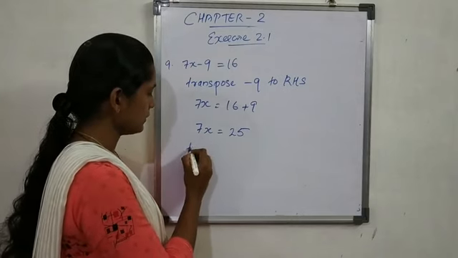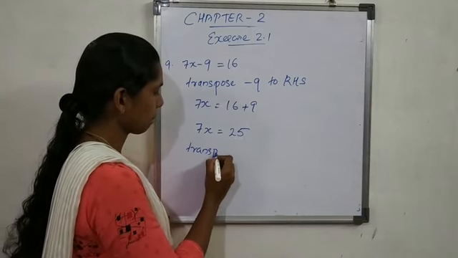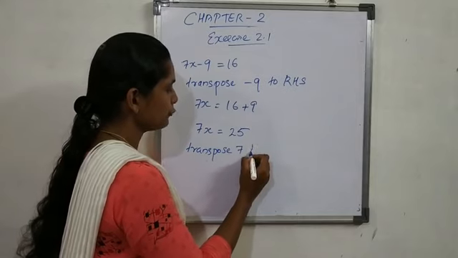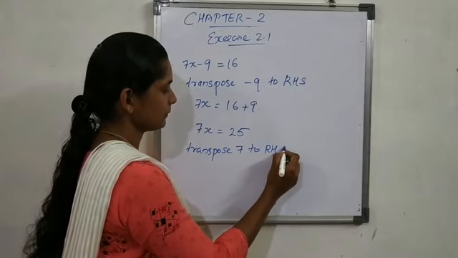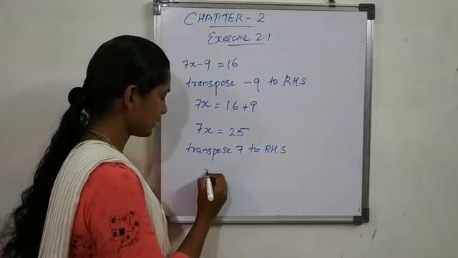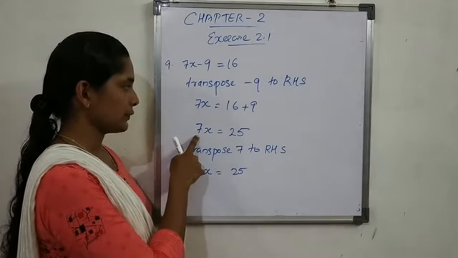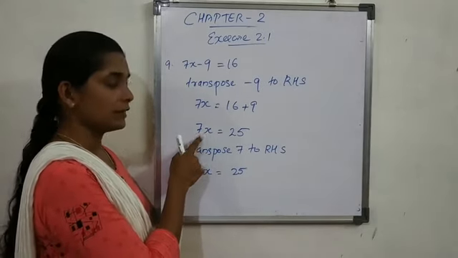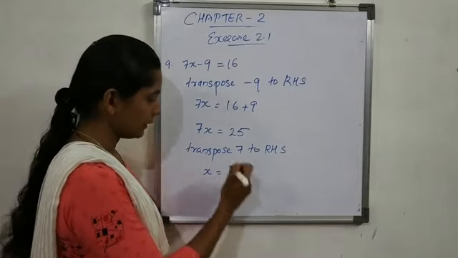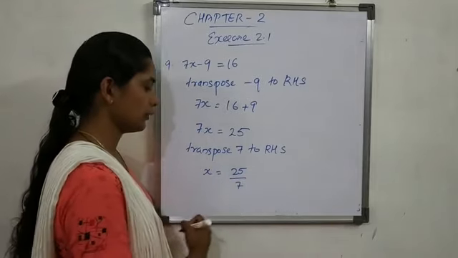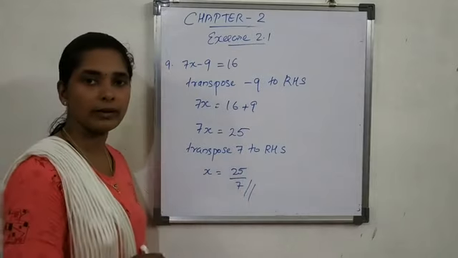Then next is transpose this 7 to the right side. That is x is equal to 25 by 7. Here 7 is multiplied, therefore we have to divide 25 by 7.